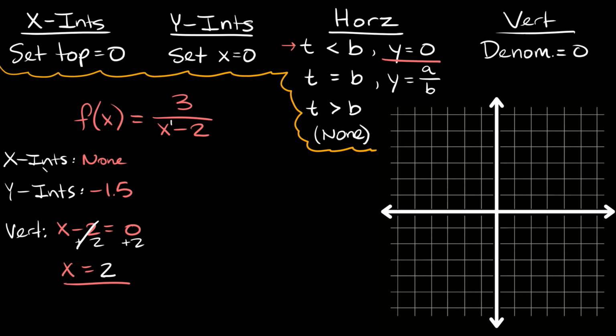First of all, we don't have any x-intercepts, so we're not going to touch the x-axis at all. However, we do have a y-intercept at negative 1.5, which we'll say is about there. Now we have a horizontal asymptote at y is equal to 0. So this is the y-axis, and 0 is right here, so we have a horizontal asymptote right here at y is equal to 0. And then our vertical asymptote is at x is equal to positive 2. So here's our x-axis. This is positive 2, so that means we have a vertical asymptote right here at positive 2.